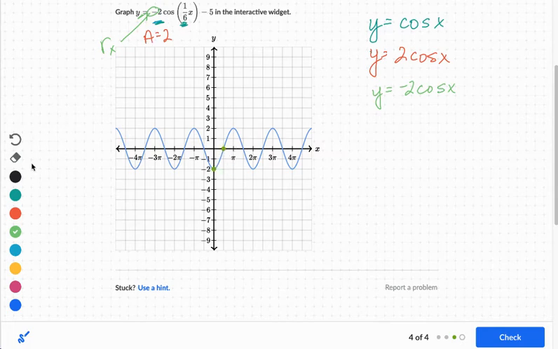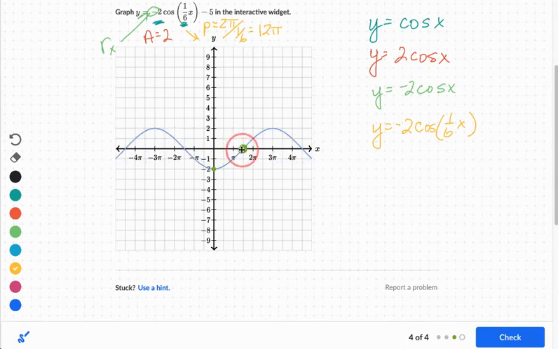The 1/6: if we add the 1/6 into the equation, y equals negative 2 cosine of 1/6 x. Your period is determined by this number. So your period is 2 pi over the coefficient of x, which is 1/6. So our period on this is 12 pi. That's kind of hard to represent when your scale only goes from negative 4 pi to 4 pi. So we have to think about this.